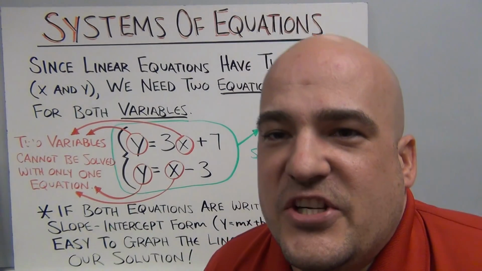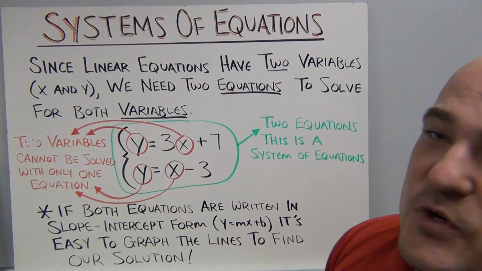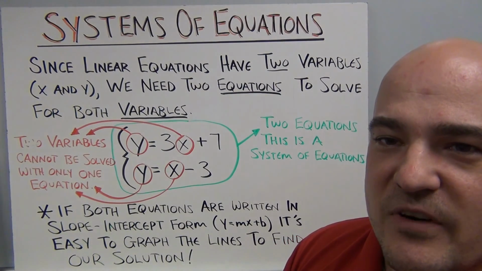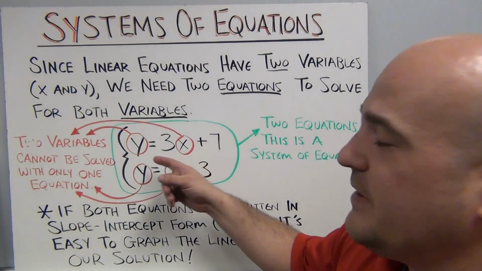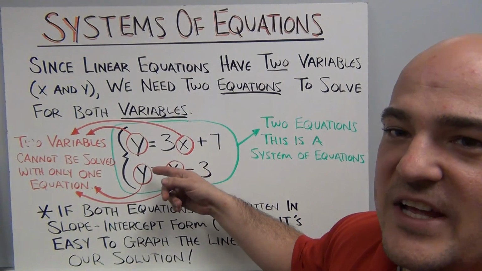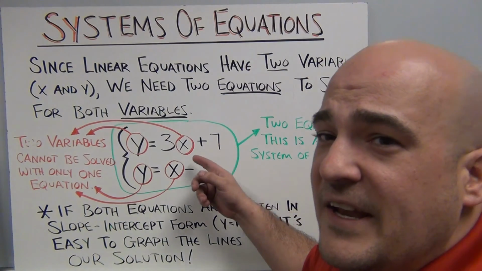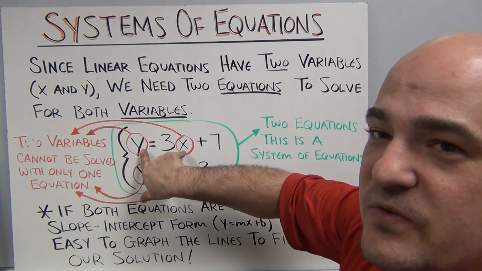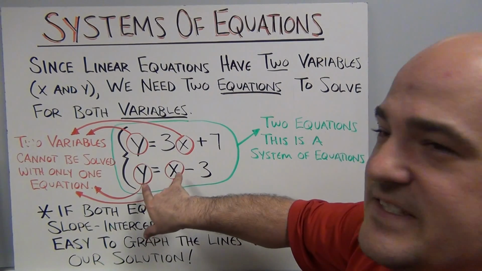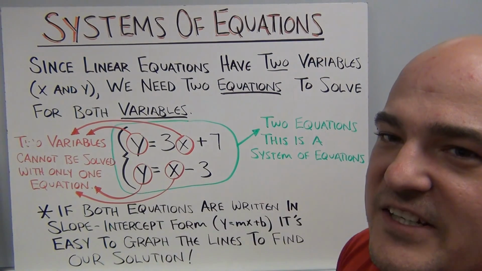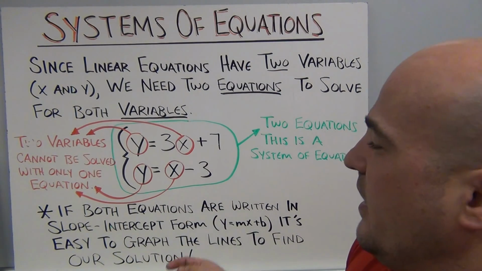Since linear equations have two variables, then we're going to need two equations to solve for those two variables. So here's an example of a system of equations. There's two equations here, so that's kind of the definition of a system, two or more equations. And each one of these equations has two variables. You can see this first equation has both a y and an x, and this second equation also has a y and an x. So we're going to use two equations to solve for those two variables.